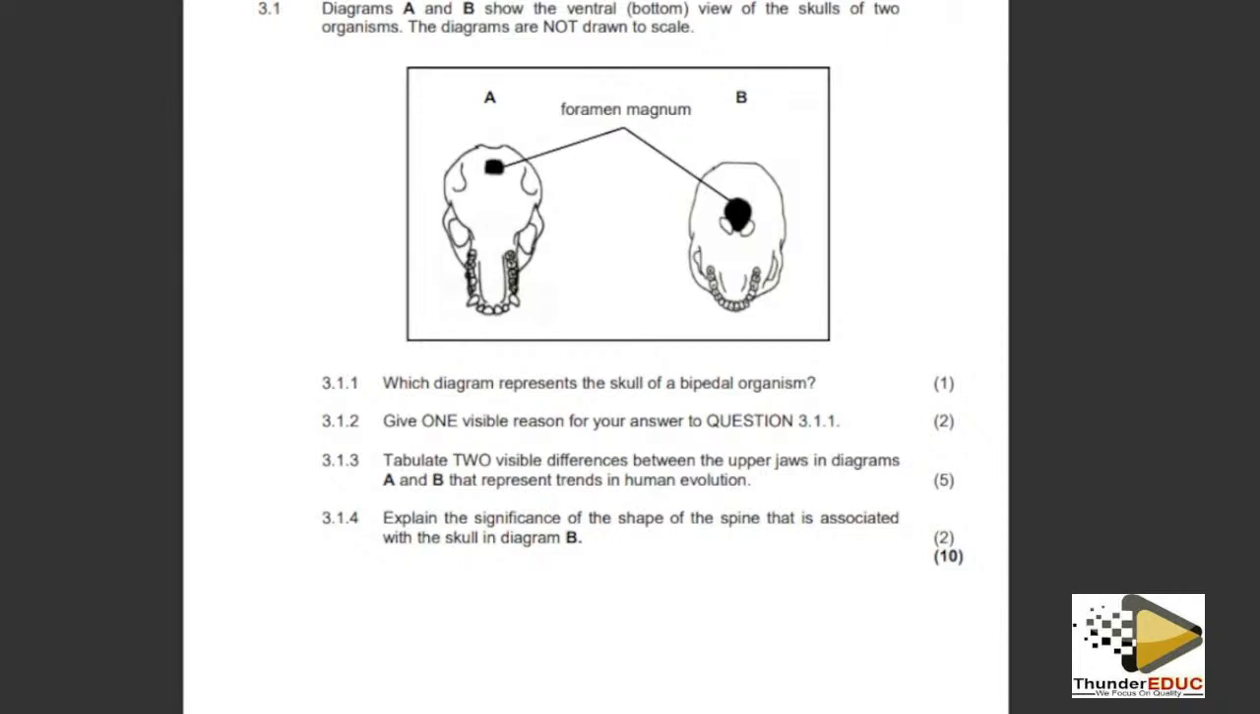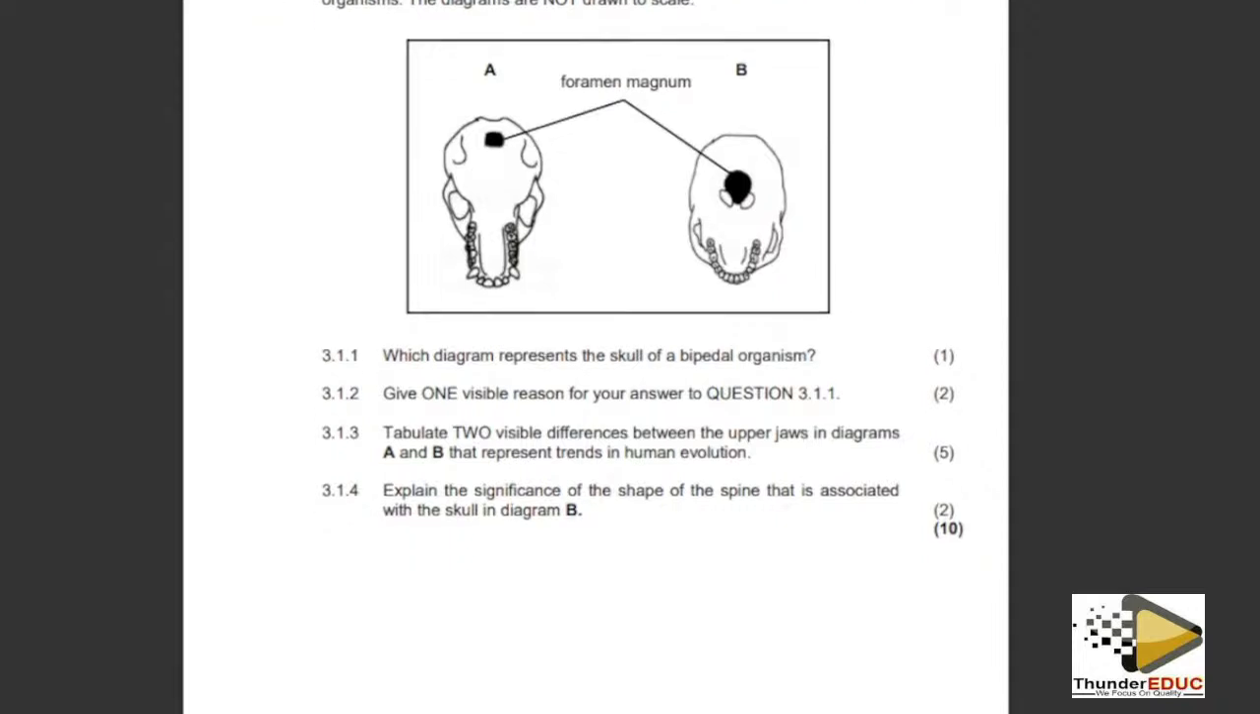But now, what are the factors which contribute to bipedalism? There are 3. The first one.